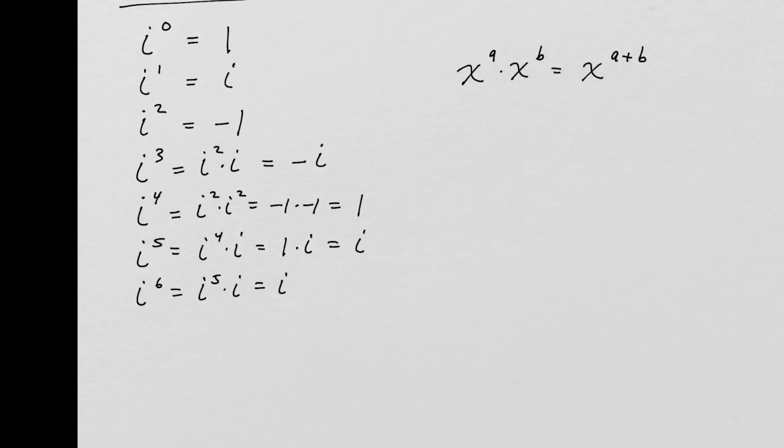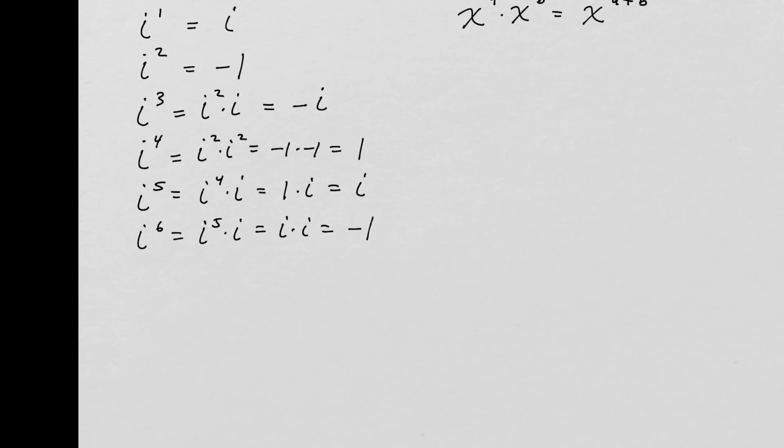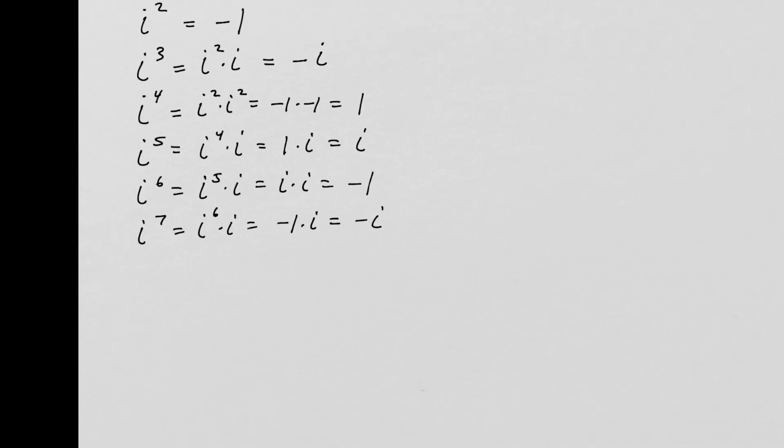So this is going to be, well, i to the 5th we know is i, times i. This is negative 1, right? It's i squared is negative 1. And then finally, i to the 7th is i to the 6th times i. So this is negative 1 times i, which is negative i. I'll do one more. i to the 8th. Well, i to the 8th is i to the 7th times i. So it's negative i times i. Well, that's negative 1. And then, because I have the negative out front, the negative 1 out front, and then i times i is also negative 1. So this is 1 again.